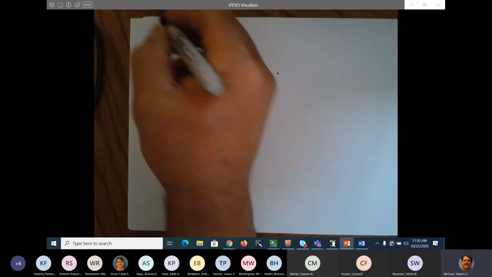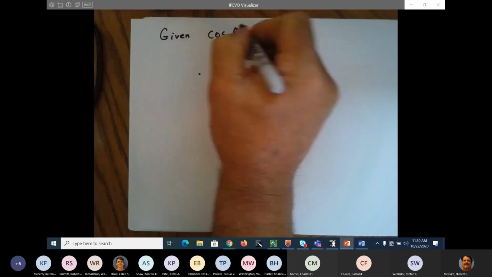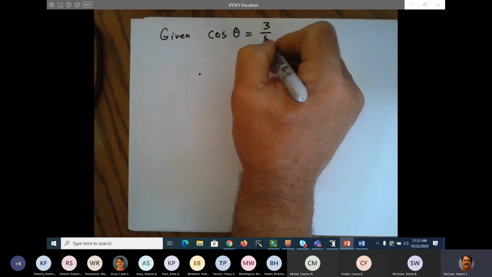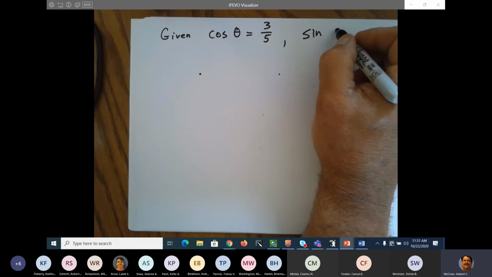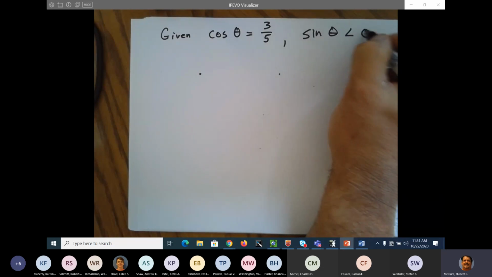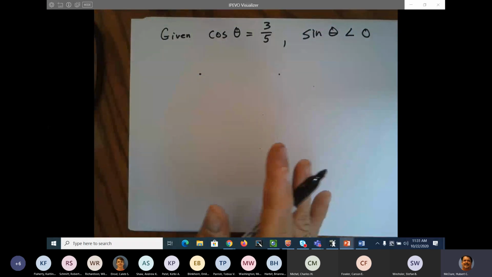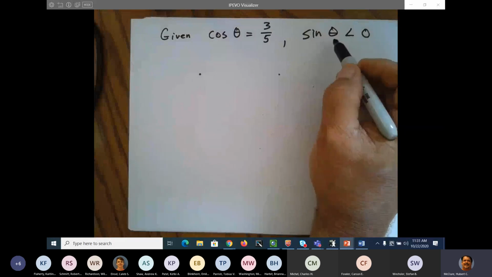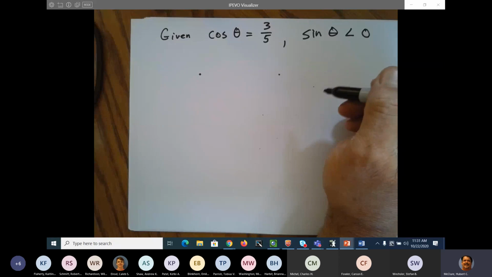Okay, they told us in the problem that I got, they said that given the cosine of theta is equal to 3/5, and the sine is negative. Sine is less than 0. Well, when you first start off, you've got to get the sine, because most of your double angle identities, if you hadn't noticed, are in terms of sine and cosine.